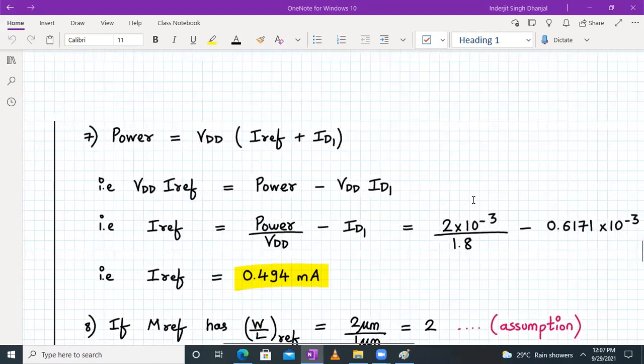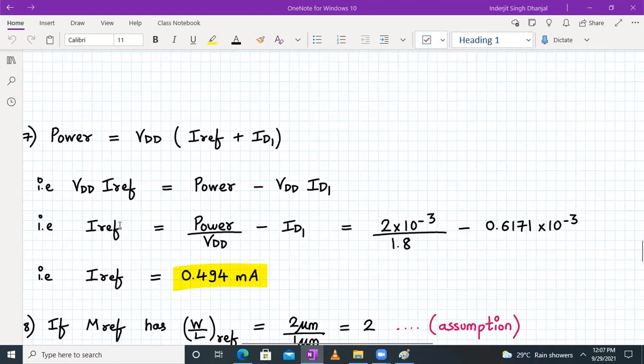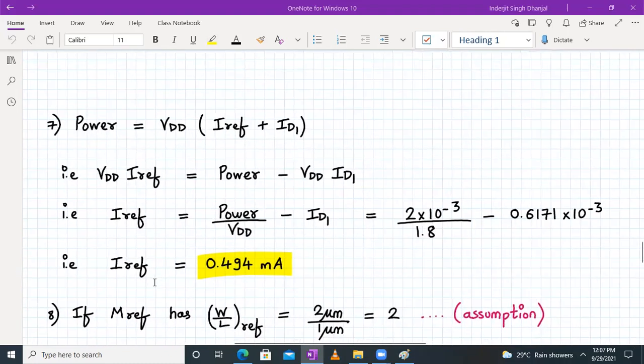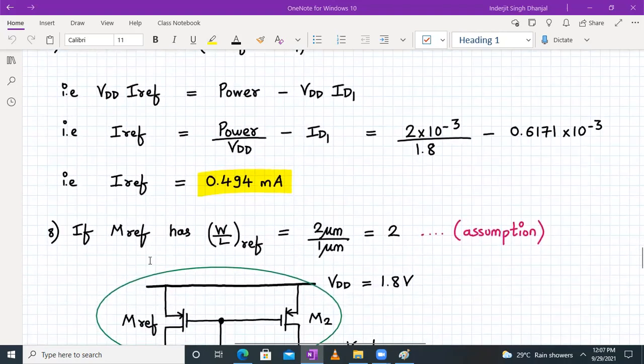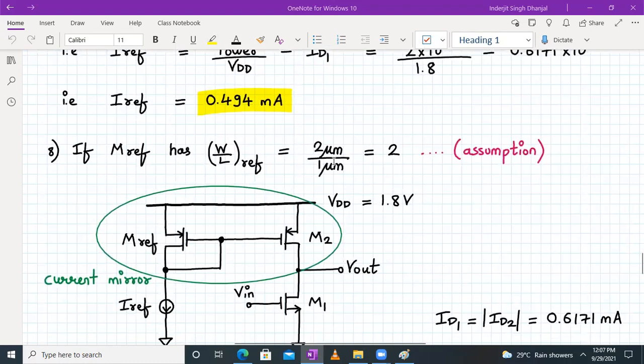Okay, so we want to find the value of I reference. ID1 value is known to us, power is known to us, VDD is known to us. So VDD into I reference will be power minus VDD into ID1. So I reference will be power divided by VDD minus ID1. Now power is given as 2 milliwatt, right? VDD is 1.8 and ID1 is 0.6171 milliamperes. So if you plug in the values in a calculator, your I reference value will come out to be 0.494 milliamperes.